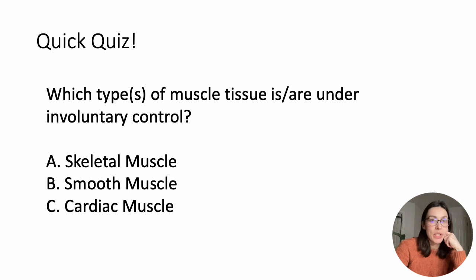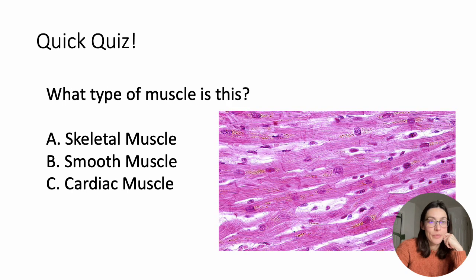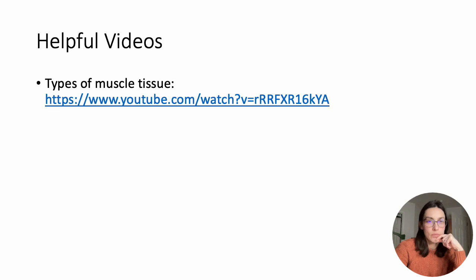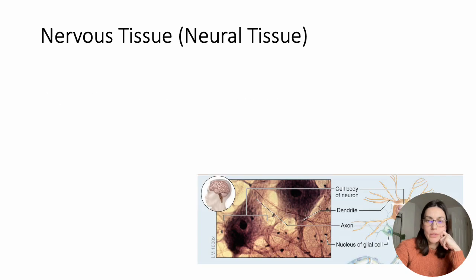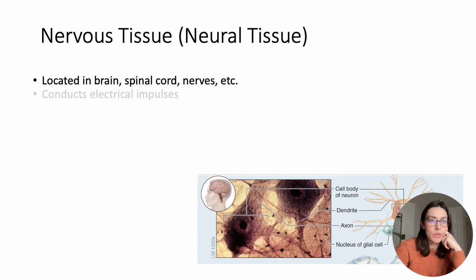Which types of muscle tissue is or are under involuntary control? What type of muscle is this? Ooh, that's a good one. Oh, my nervous tissue slides got shifted.